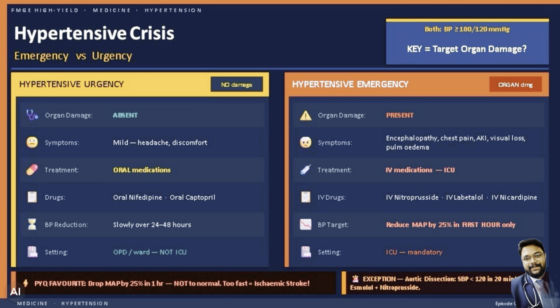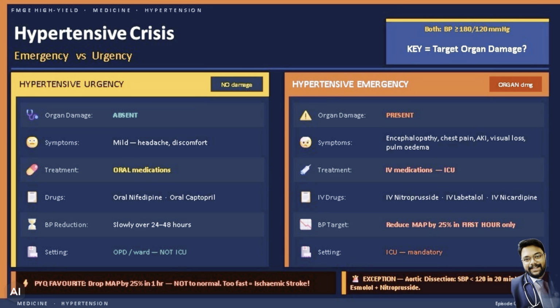This is where FMGE loves to catch students. There are 2 types of hypertensive crisis, and you must know the difference. Hypertensive urgency versus hypertensive emergency. Both have very high blood pressure, around 180 over 120 or higher. The key difference is end organ damage.